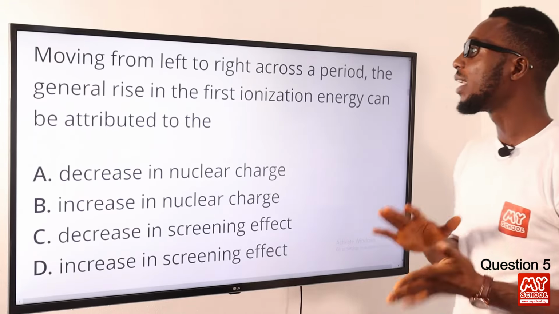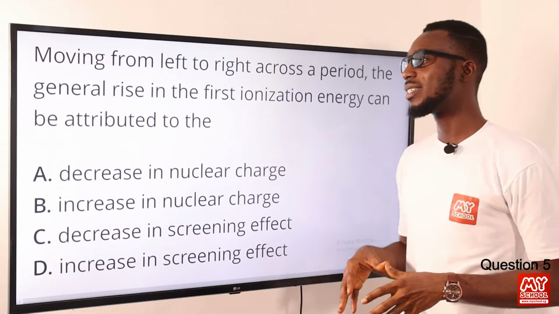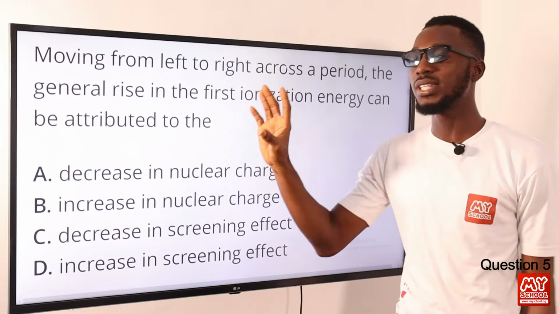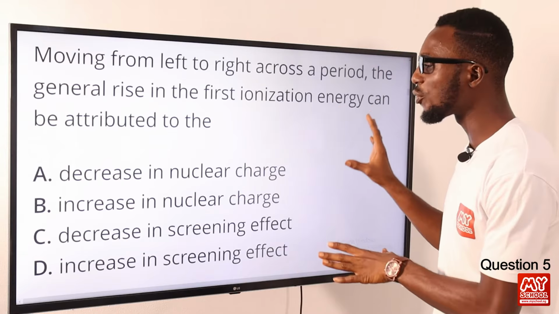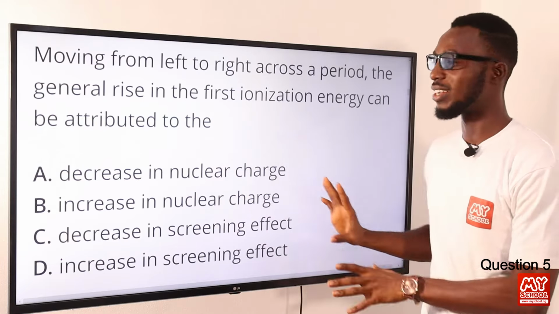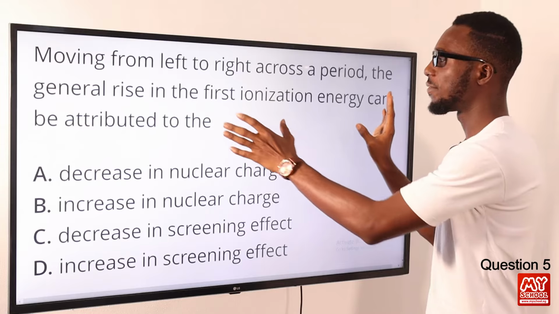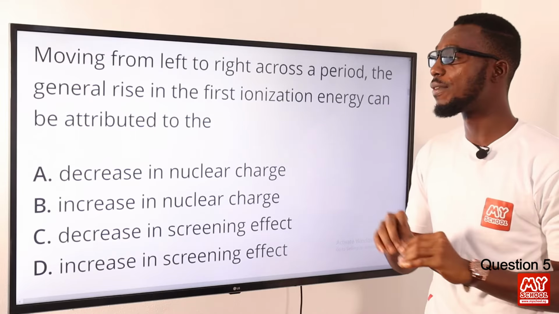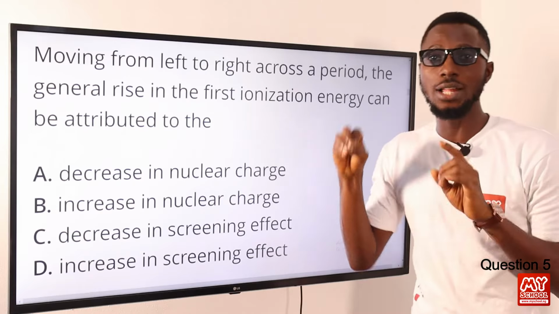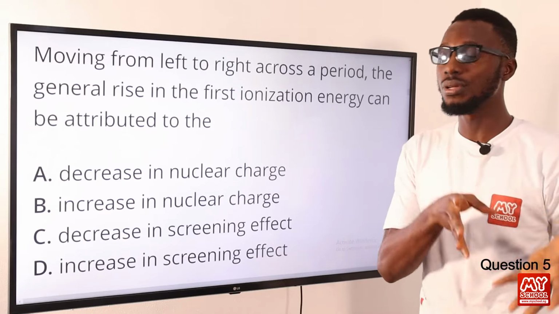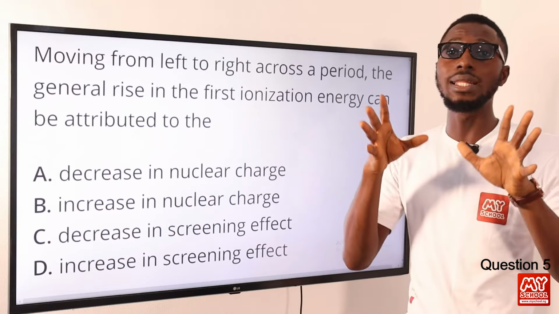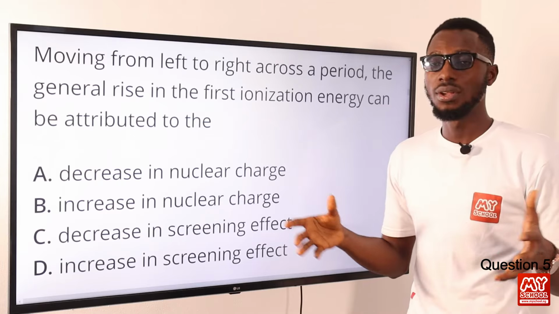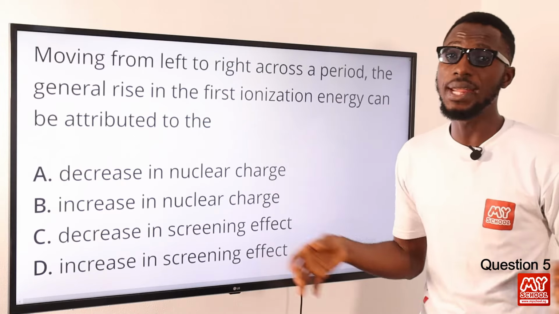Question 5. Moving from left to right across a period, the general rise in the first ionization energy can be attributed to what? Can be attributed to the increase in nuclear charge. First you should know that the first ionization energy is the amount of energy required to remove 1 electron from each atom in 1 mole of a gaseous atom, so that you can get 1 mole of a gaseous ion, and we're talking about positive energy as well.